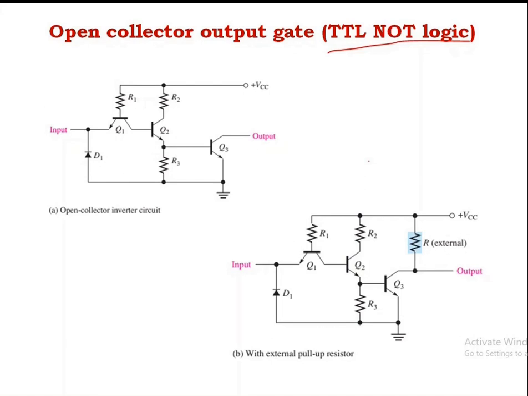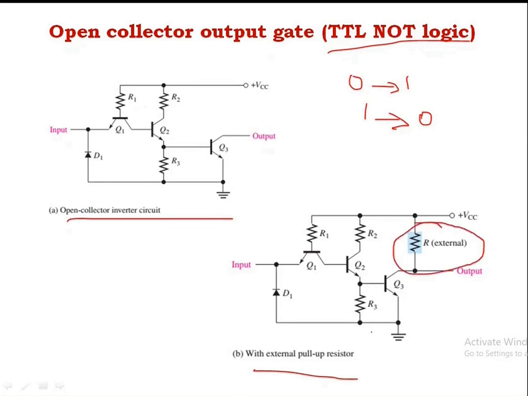Similarly, you check whether this is working as NOT logic. Put your values and see. See, NOT means if I am giving 0, I should get 1. If I am giving 1, I should get 0. This is an open collector inverter circuit, and here you have a pull-up resistor. The same circuit only. Here we have connected a pull-up resistor. That is the difference.